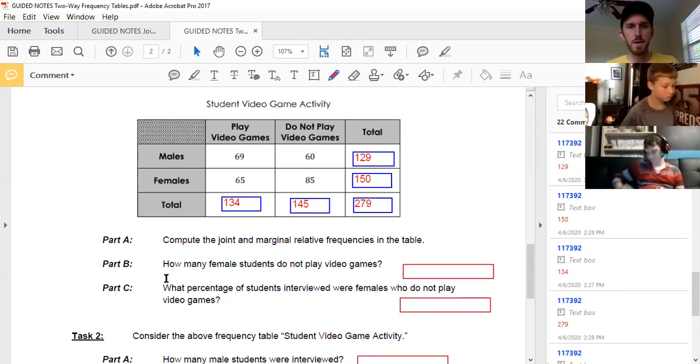So how many, okay, some specific questions, again, just to make sure you know how to read the table here. How many female students do not play video games? 85. Where are you specifically looking for that, Zach? I'm looking in the column do not play video games and looking in the row females and looking where it crosses. There you go, right there. Do not play video games and are female, so I got 85 people. Okay.